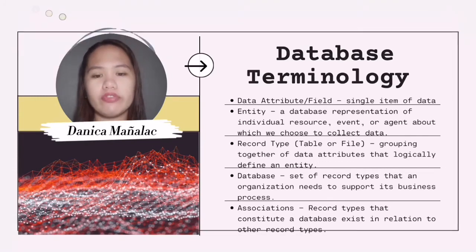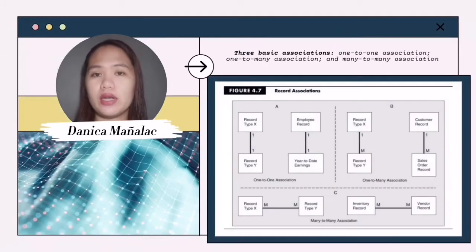Now take a look at figure 4.7. On the upper left part of the figure is the one-to-one association, which shows that in every occurrence of record type X, there is only one or possibly zero occurrence of record type Y. For example, for every employee in the employee record, there is only 1, or 0 for new employees, occurrence of the year-to-date earnings table.